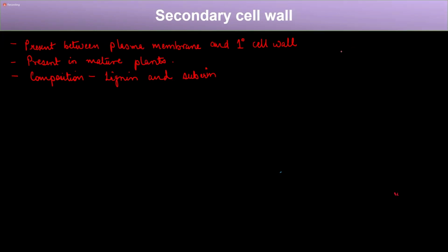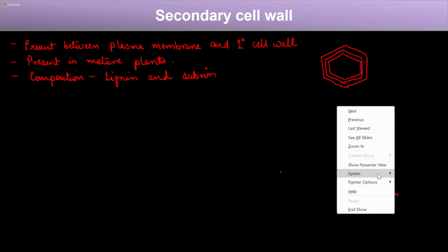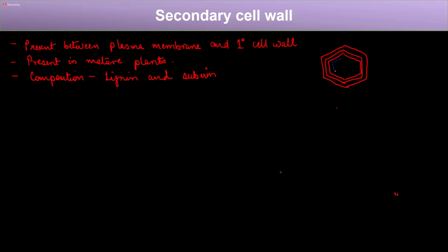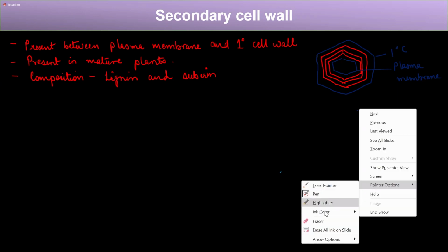Now, if you look at the structure of a secondary cell wall, it will look something like this. If you zoom in, you can see that there are three layers present in a secondary cell wall. Inside it we have the plasma membrane, and outside it we have a thin layer that is called primary cell wall. So what are the names of these three layers?